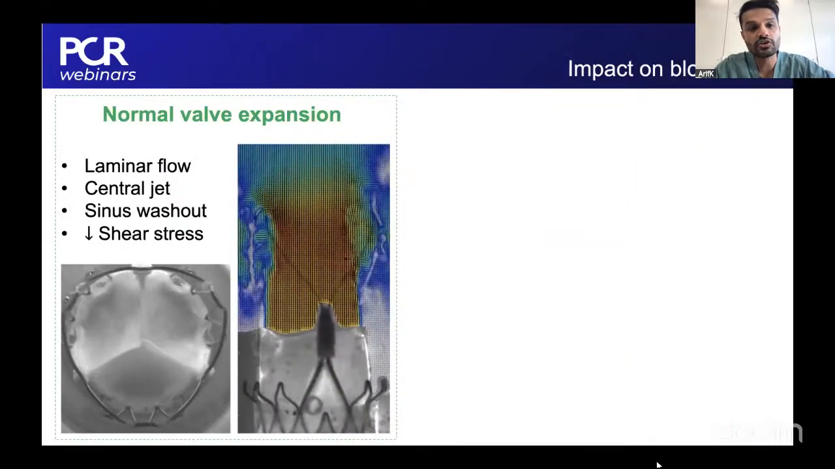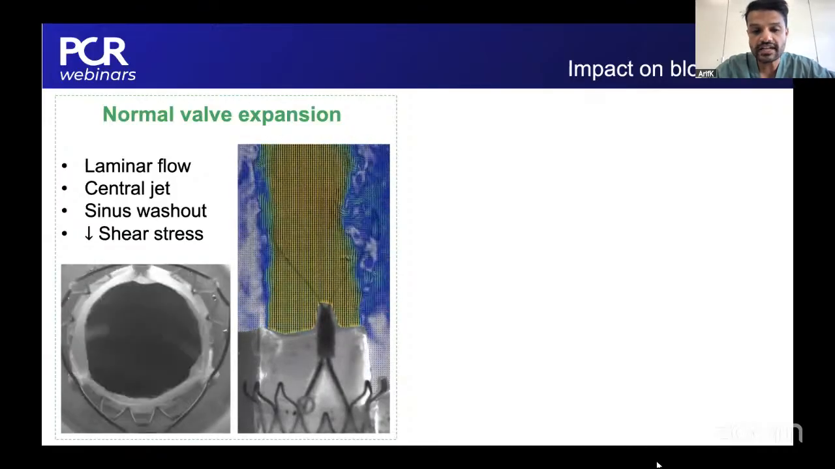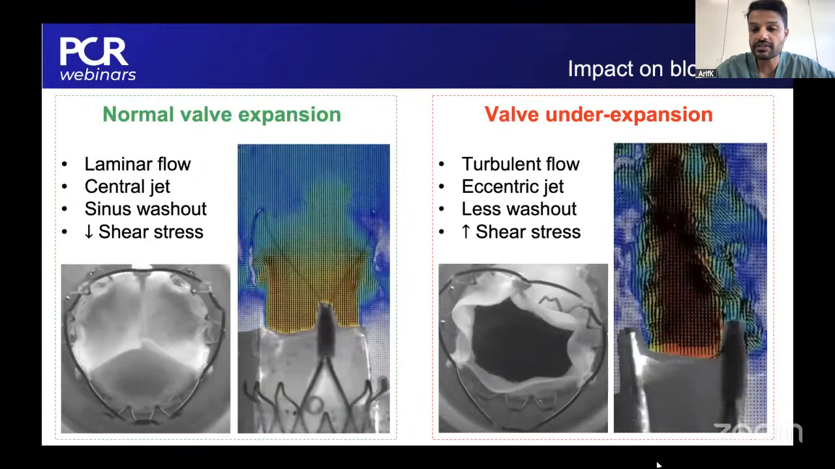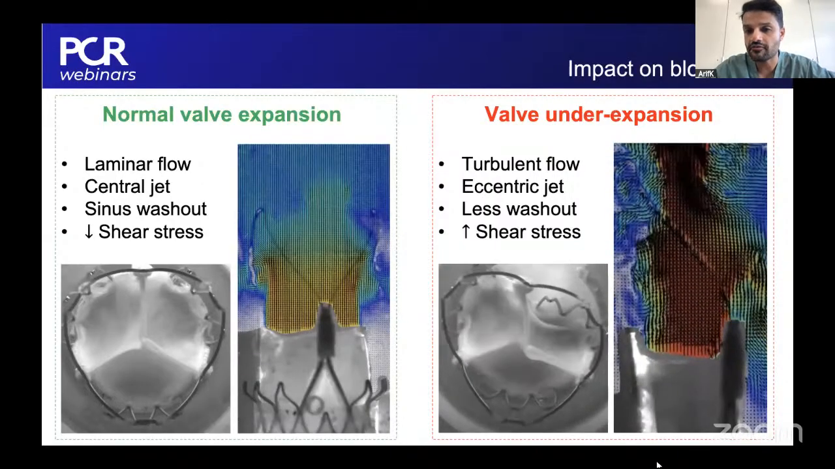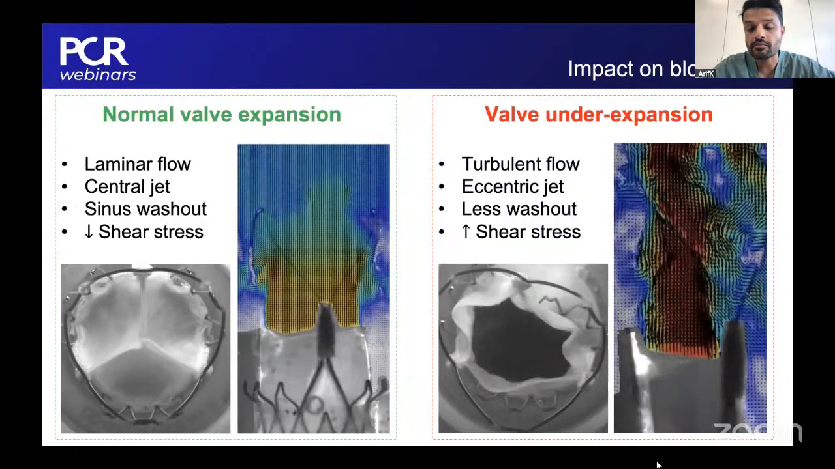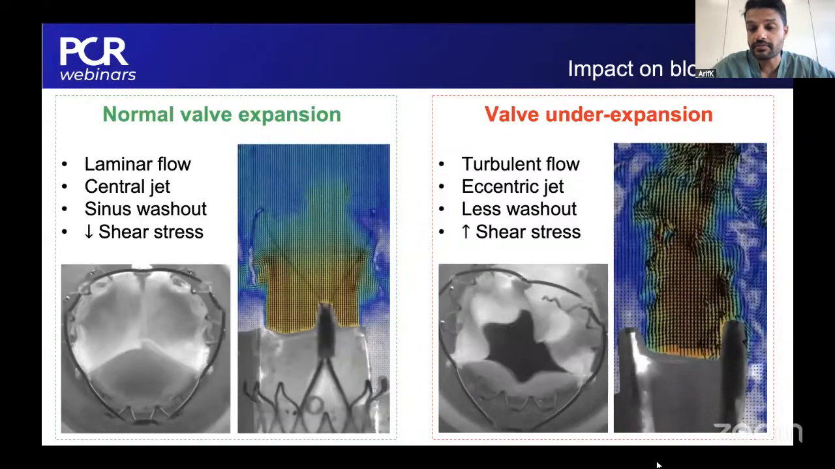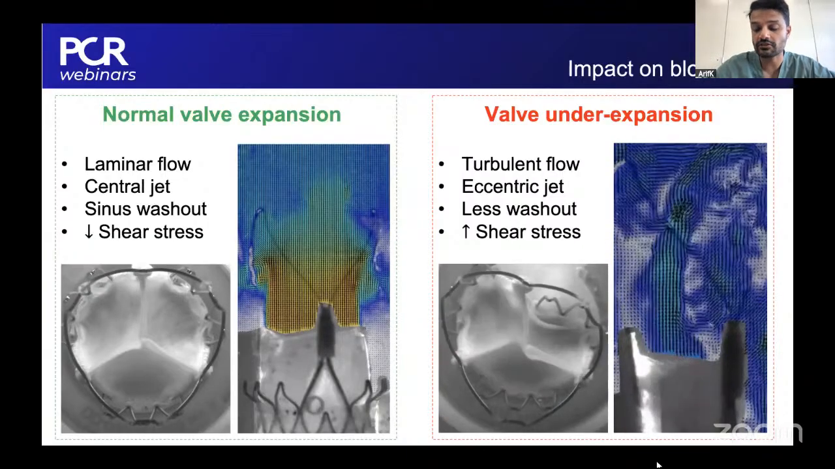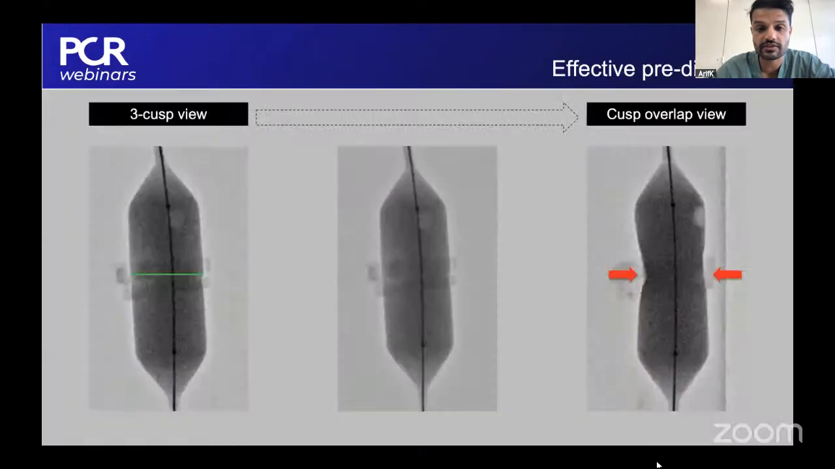So here you can see we've got a normally expanded valve. You've got nice laminar flow, central jet, your sinuses wash out really well, and you have decreased shear stress upon the leaflets. You compare that with a severely underexpanded valve, and you can see you've got much, much more turbulent flow, a very eccentrically directed jet, less washout, increased shear stress. And we know from prior computational modeling studies, as well as other ex vivo work done with particles and imaging particles, that this can then contribute to increased risk of blood stasis and subsequently thrombosis, which may begin to explain some of the hypotheses we're now seeing in some of the clinical trials with underexpansion.